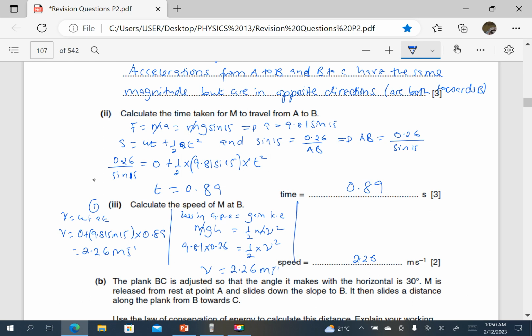So that's the second method. I think those methods are enough. So you can use energy, you can use equations of motion. So this was method number 2.